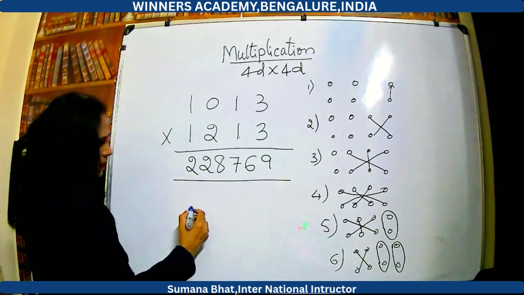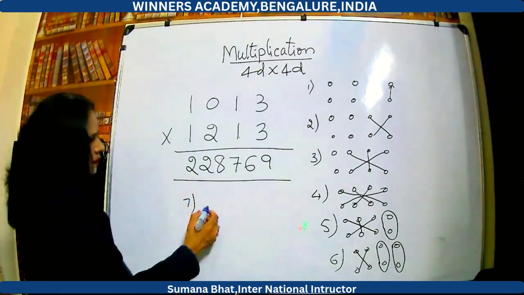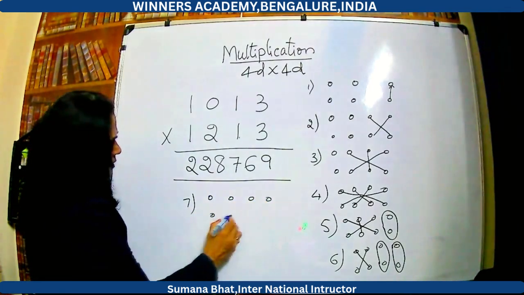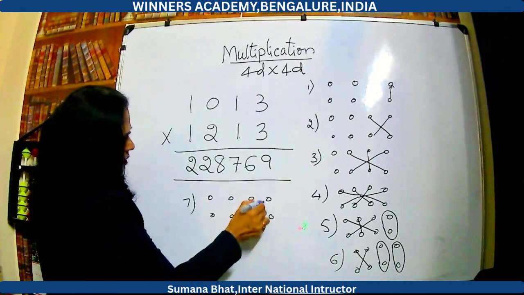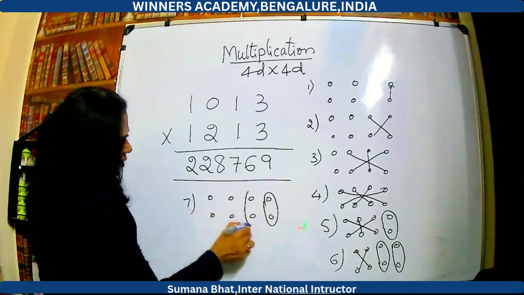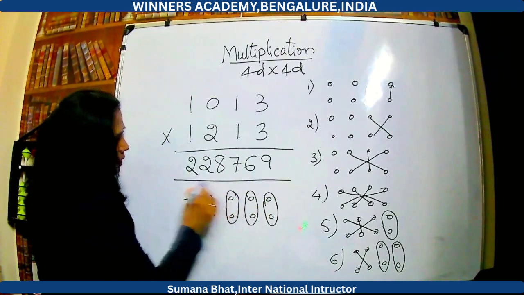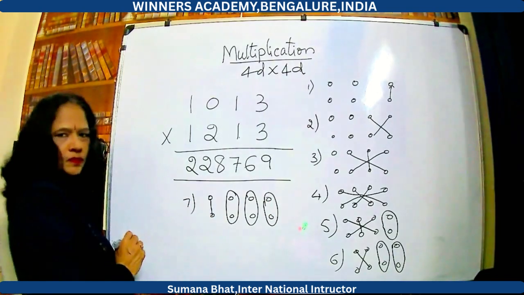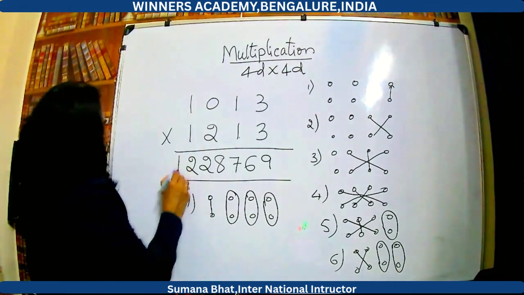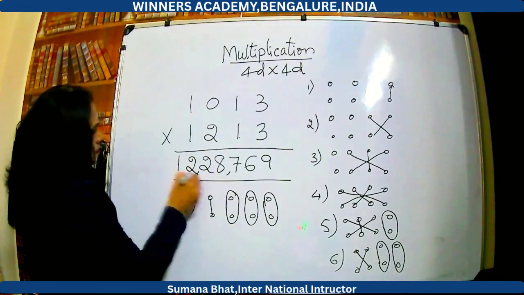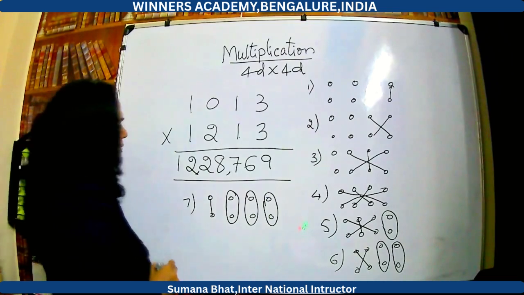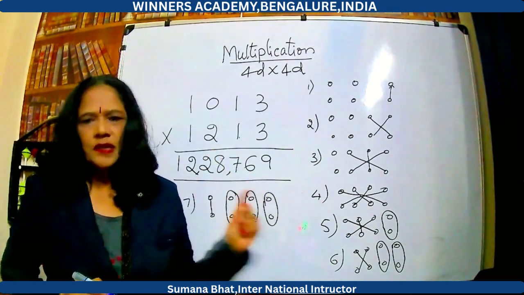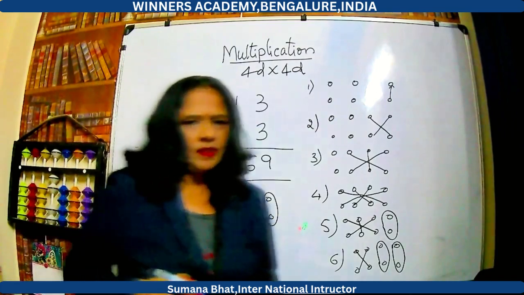And the last step I'm going to write here, the seventh one. 1, 2, 3, 4 digits. Units is over. Tens is over. Leave even hundreds. Only multiply this thousands. 1 into 1, 1. So the answer is 1228769. Like this, we can write it in only one step.